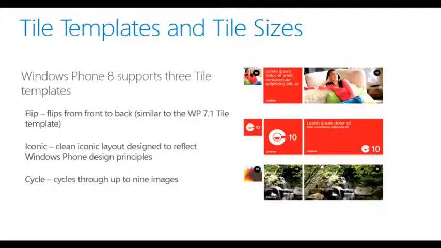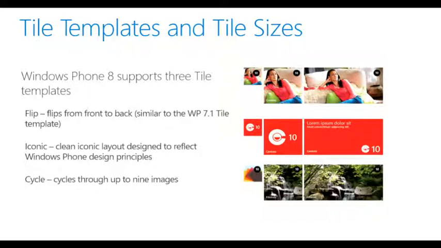We've got the flip template, which is very similar to the one we had on Windows Phone 7. And that flips from front to back, as the name suggests, and you as the developer can write stuff both onto the front and onto the back of the tile. The middle one there is the iconic one. This is designed to be a very clean format that's designed to reflect the Windows Phone design language, so it fits in very nicely with the look and feel, the design feel of the phone.